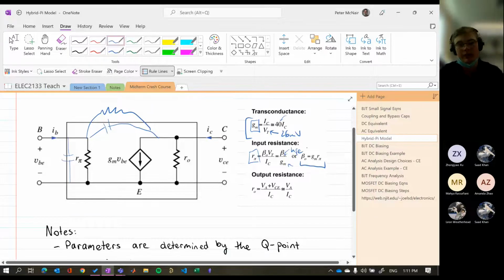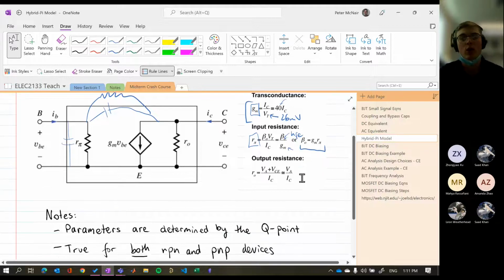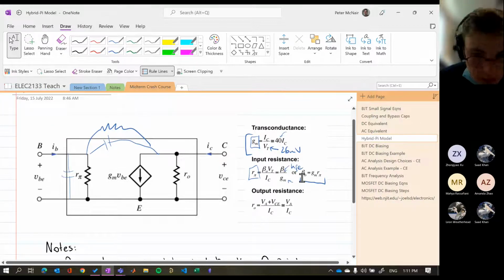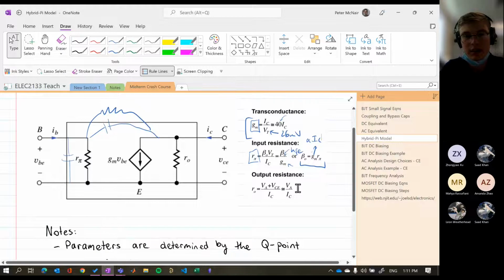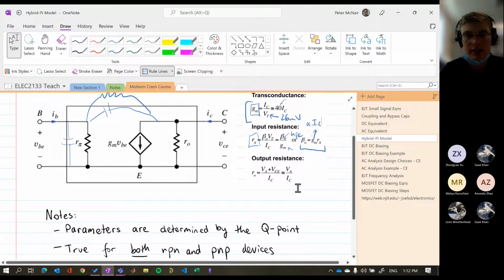hFE we can find from our transistor data sheets if we're in labs, those sorts of things, or it'll most likely be given. But you can see that actually beta is a function of gm, which is a function of IC. So if IC changes, our collector current changes, we're going to actually have a different gain in our transistor. Another important value that we're going to be interested in is our output resistance r0.